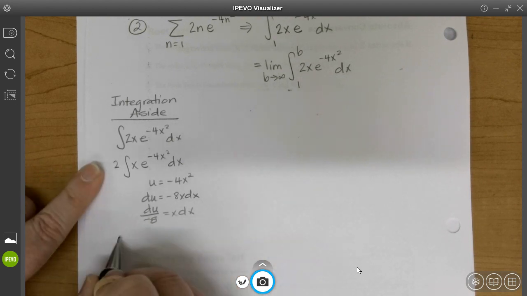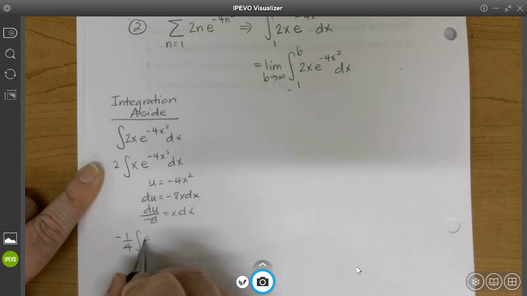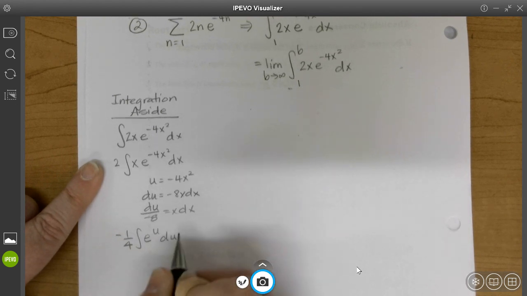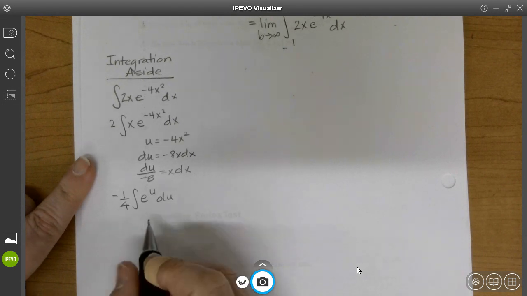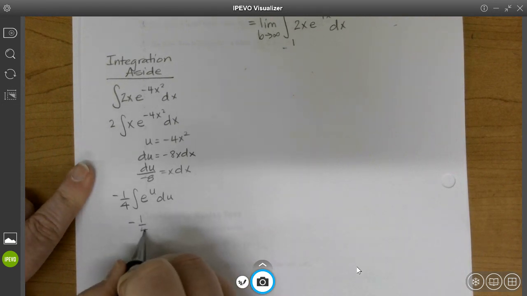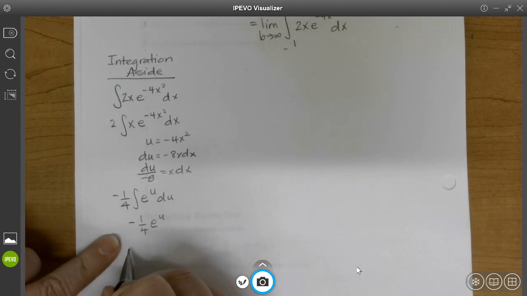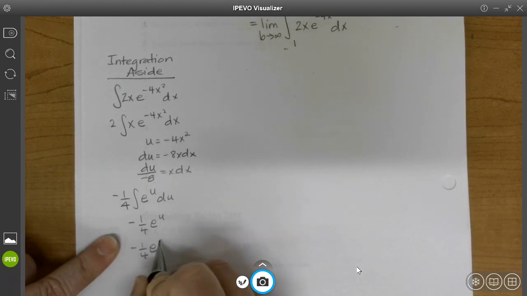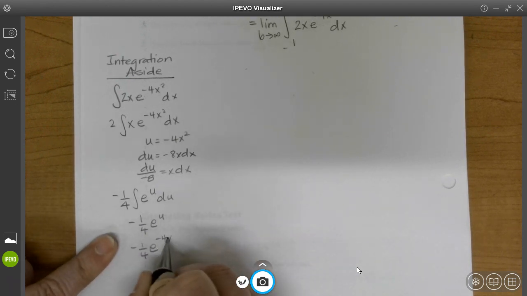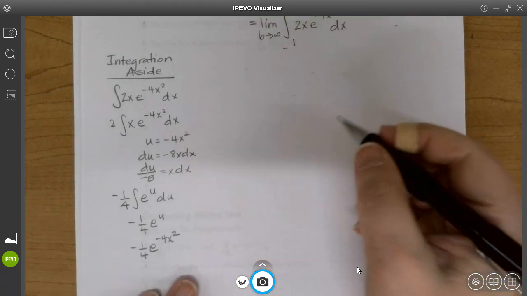Bringing the negative 1 out, I get negative 1/4 times the integral of e to the u du. And we're so happy to see e to the u because we know that antiderivative is just negative 1/4 e to the u. But what is u? Well, u is glad the integration is over. And it's negative 4x squared.